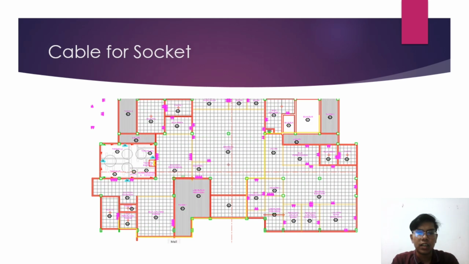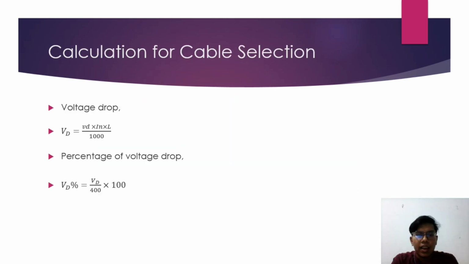Next, we also calculate the longest cable for the socket by putting a long cable from the DB in the switch room to a socket in the CC room. After we have the value of the cable length, we can start the calculation for cable selection by using the voltage drop formula. VD equals to VD times IN times L over 1000, which VD is voltage drop from table 4E 4A, IN is breaker current, and L is length of the cable.